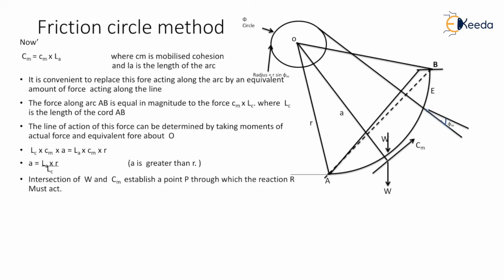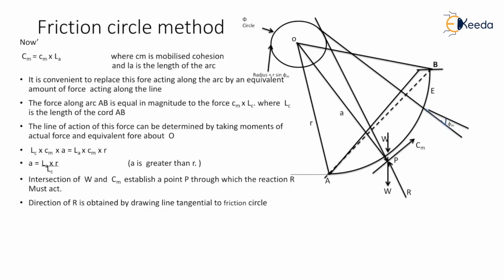The intersection of W and CM establishes a point P through which the reaction R must act. So here the intersection of W and CM represents point P, and the reaction must act through it. Here is the reaction acting through P. The direction of R is obtained by drawing a line tangential to the friction circle, as we have discussed that a line tangential to the friction circle represents the reaction.